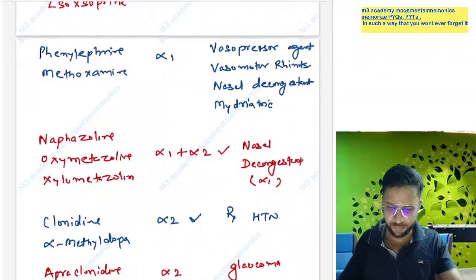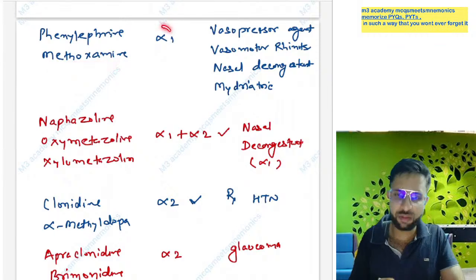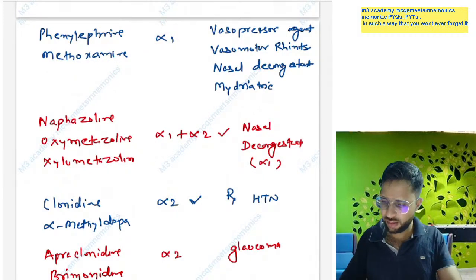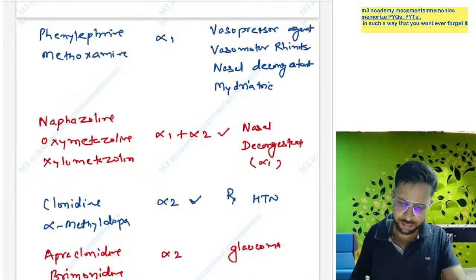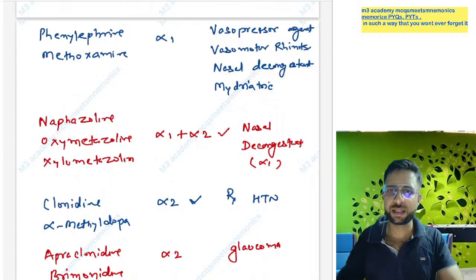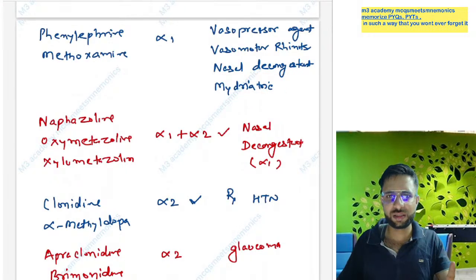Isoxsuprine. Now, next you can say phenylephrine and methoxamine is alpha 1. We already know P means pen. So we are using only one pen while writing. Yes. So this is a vasopressor agent used for the vasomotor rhinitis and the nasal decongestant or as the mydriatic. So we already see phenylephrine used as a mydriatic agent.